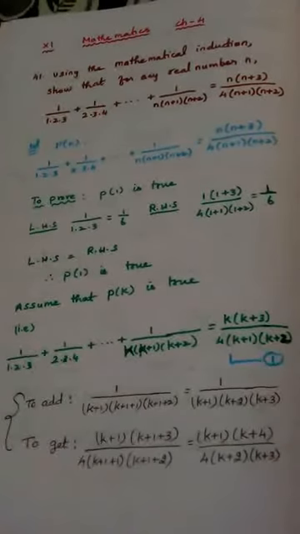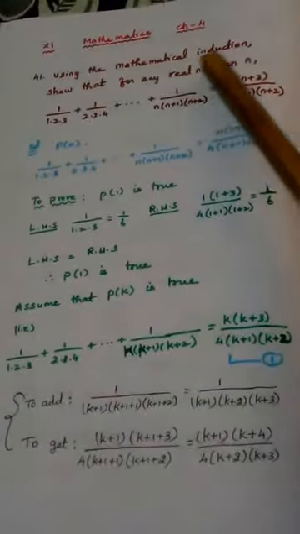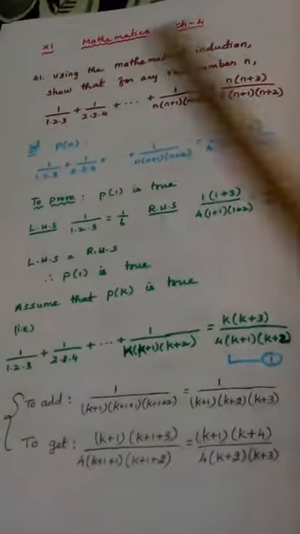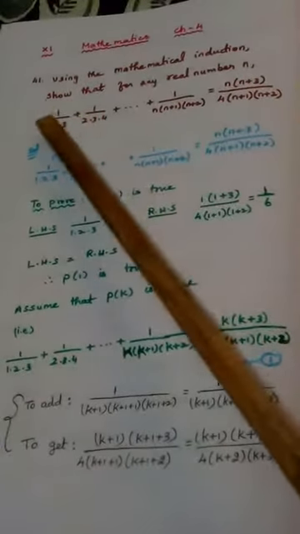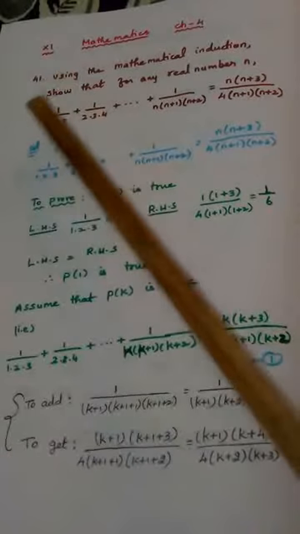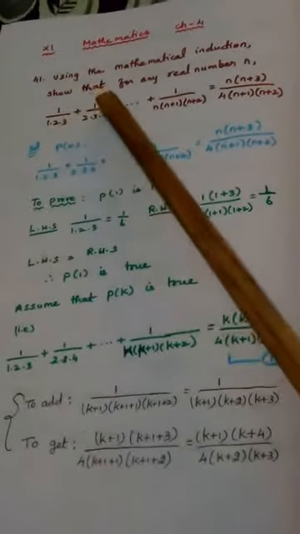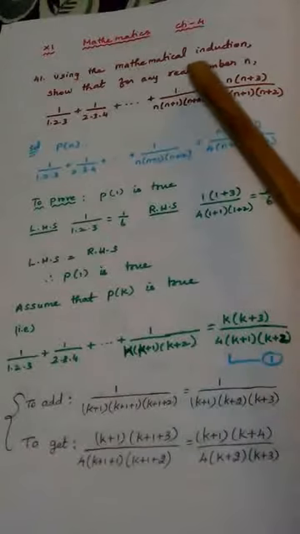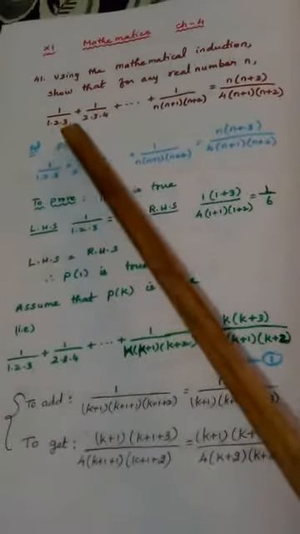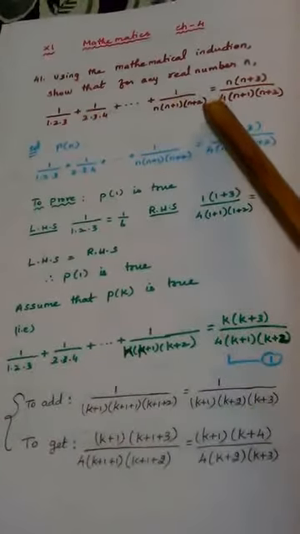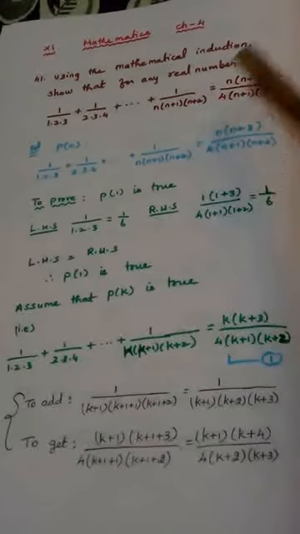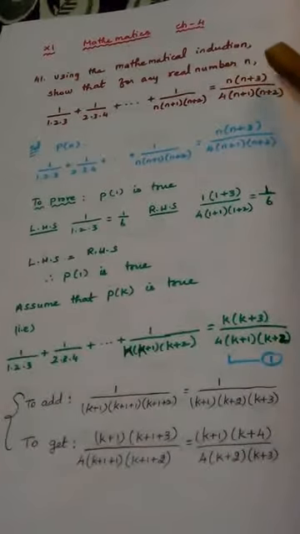Question number 41. Using mathematical induction, show that for any real number n, this is the statement they are giving us: 1 by 1 into 2 into 3, plus 1 by 2 into 3 into 4, plus, and so on, plus 1 by n into n plus 1 into n plus 2. If we add terms like this, the answer is n into n plus 3 by 4 into n plus 1 into n plus 2.